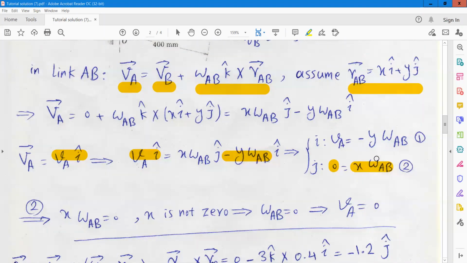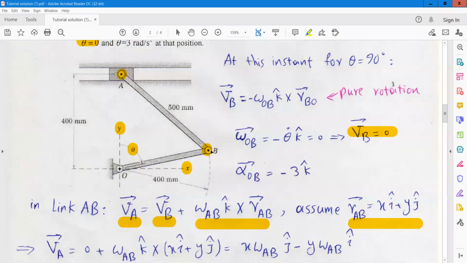If you look at the second equation, x omega AB is equal to 0, we can conclude that omega AB is equal to 0, because x is the x component of the vector BA. Definitely, this component is not 0 when B is in horizontal condition.